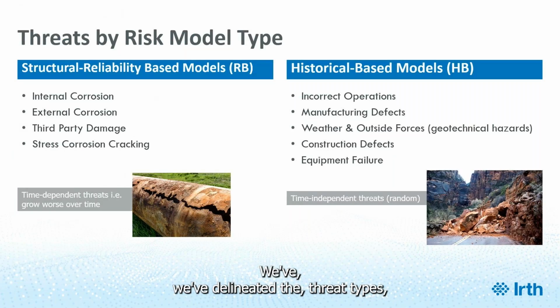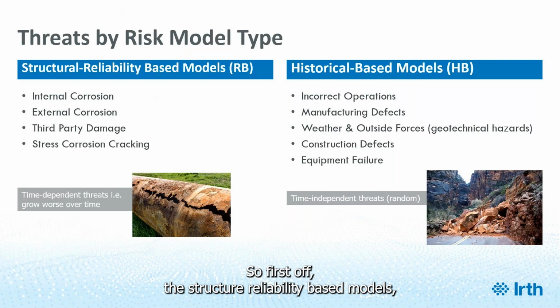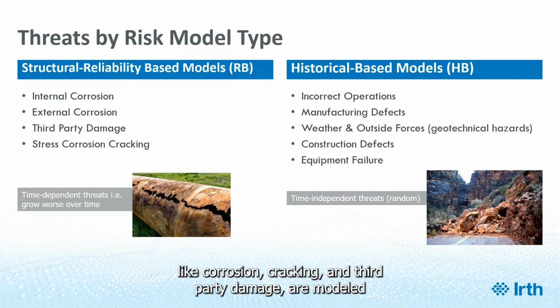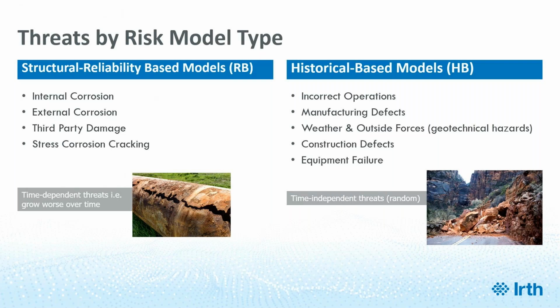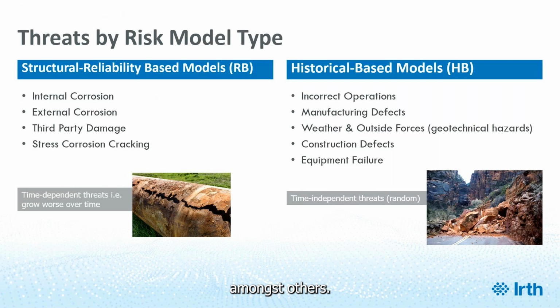We've delineated the threat types into 2 separate buckets for modeling. First off, the structural reliability-based models, because they are based on foundational engineering principles: corrosion, cracking, and third-party damage are modeled in our first phase of SIMRISK using structural reliability models. The discrete events are modeled using a historical based model. So this would include incorrect operations, manufacturing defects, weather outside forces, amongst others.